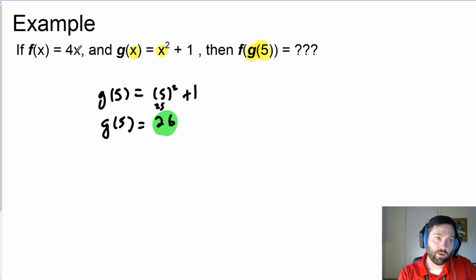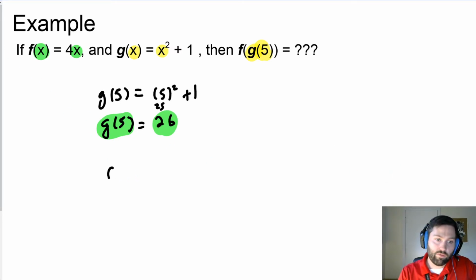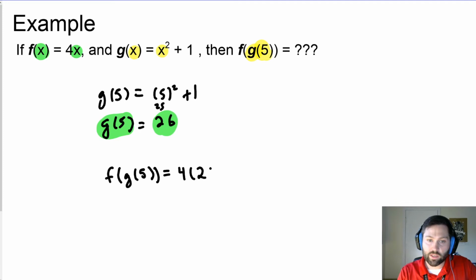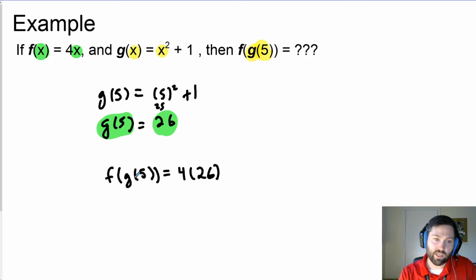26 is going here, and I'm actually going to show you what it looks like when I substitute an entire value in here. So I'm going to say f of g of 5 is equal to, and then f has a 4, and x should now be 26, because g of 5 is 26, okay? So we pulled this information directly from that last statement. g of 5 equals 26. Well, g of 5 is here, and 26 is here.